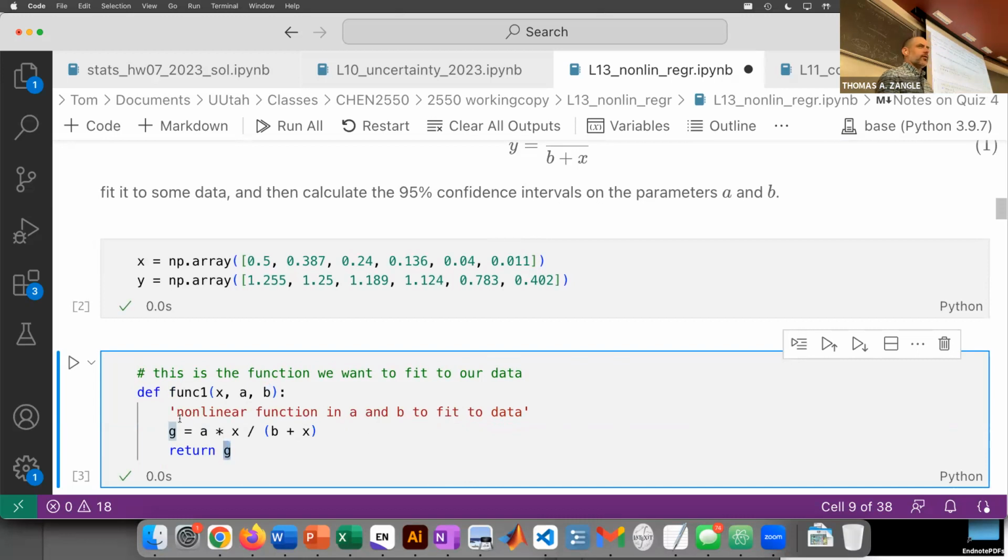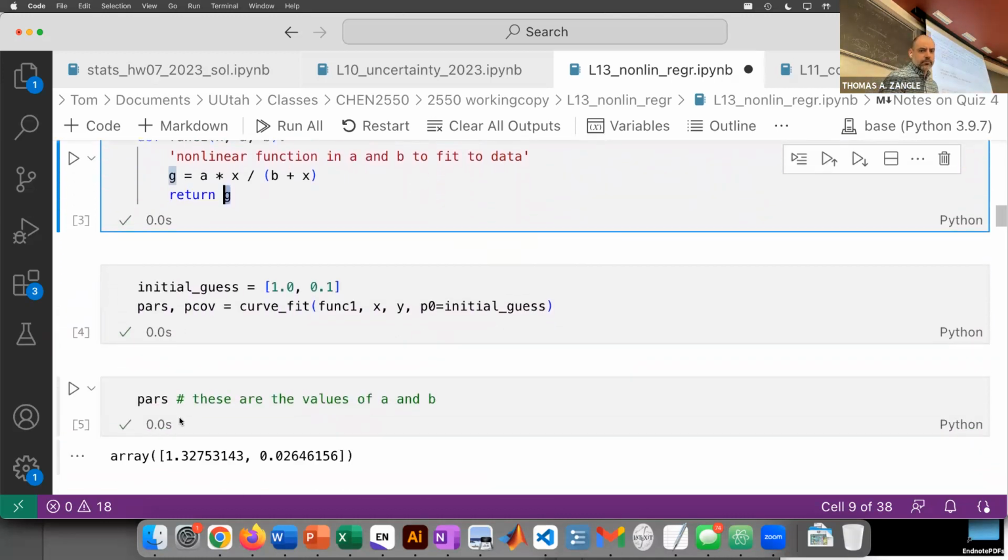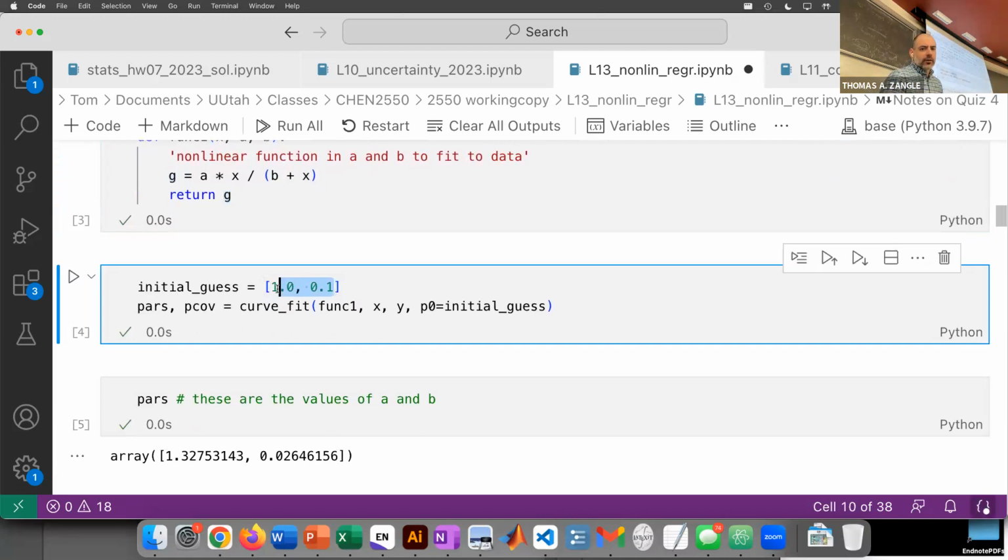So we need to define this function in order to do nonlinear regression. In this case, we're going to use a toolbox for this. Another thing that we need to do, and this is a little bit distinct from what we saw in the linear regression case, is that we also have to give an initial guess. So we also have to give some value of what we think A and B might be, or whatever our parameters are.